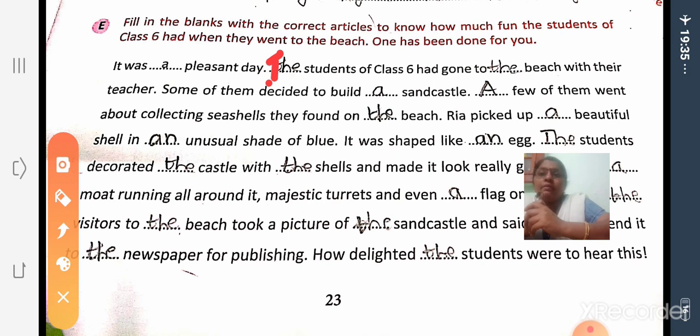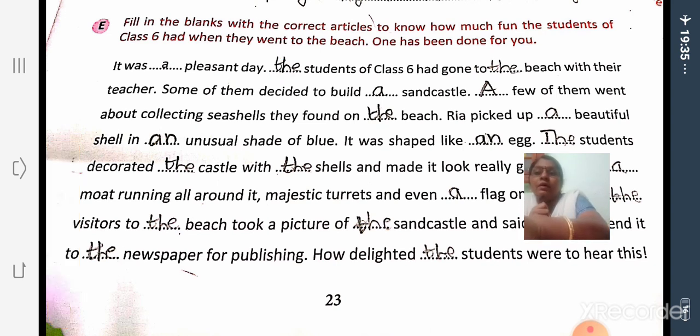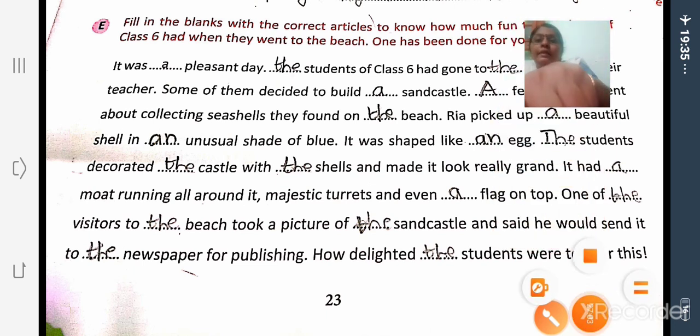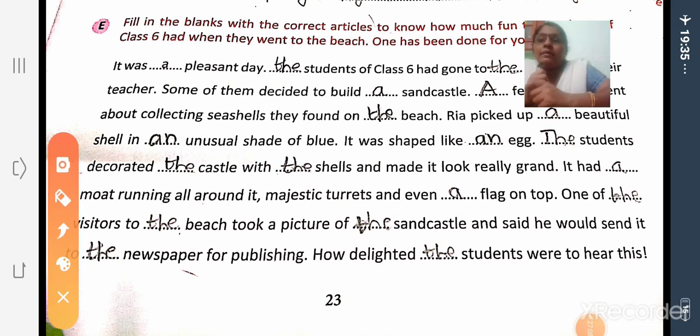The students decorated the castle with the shells and made it look really grand. It had dash moat running all around it. It had a moat running all around it, majestic chariots, and even a flag on top. So one of the visitors to the beach took a picture of the sandcastle and said he would send it to the newspaper for publishing. How delighted the students were to hear this.